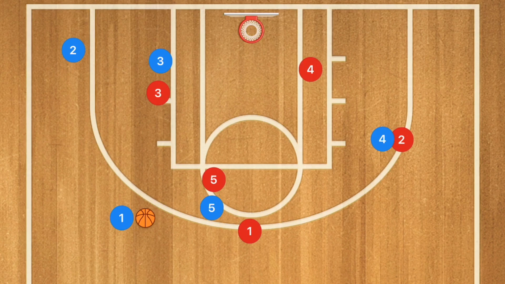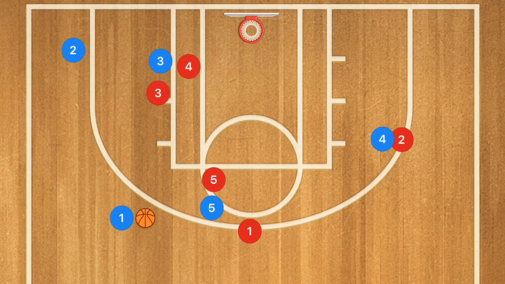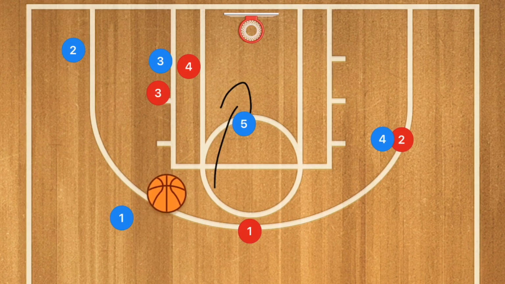And then we also have a possible option here where, if this is a mismatch or if they switched and now the defensive player is on this side, player 4 could be cutting towards the rim and this could be an alley-oop lob right there. Or we could have player 5 cutting down the middle, screen and roll, for a nice easy layup right near the basket, which is nice and perfect.